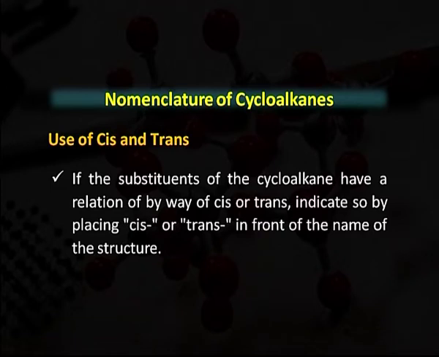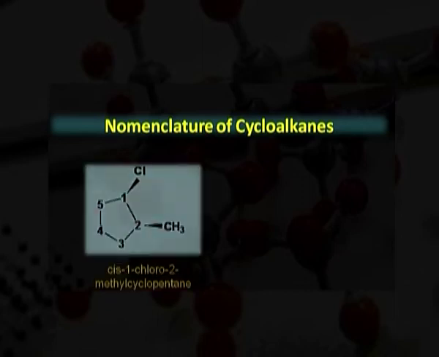Cis means when both functional groups are in the same plane, or you may say that both functional groups are attached in a similar direction, or trans. Trans means opposite, when two functional groups are located at different carbon atoms and different planes. So, you may say that the cis form is just like this, or you may say the boat form, and the trans form is just like this, or you may say the chair form. Indicate so by placing cis or trans in front of the name of the structure. It is clear in this structure.